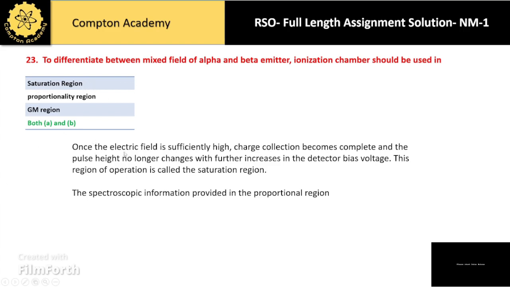In this region, once the electric field is sufficiently high, the charge collection becomes complete and the pulse height no longer changes with further increase of the detector bias voltage. This region of operation is called the saturation region, and the proportional region is also used for spectroscopic information, in particular alpha and beta gamma emitters. So now the option is A and B.